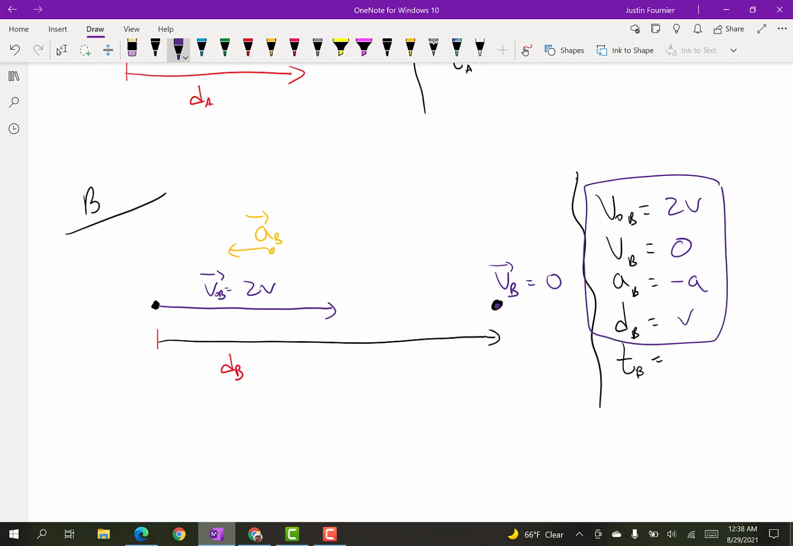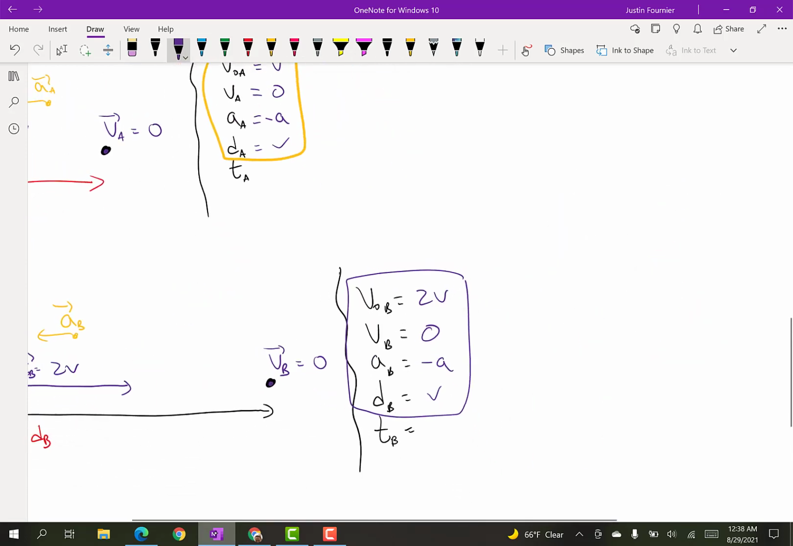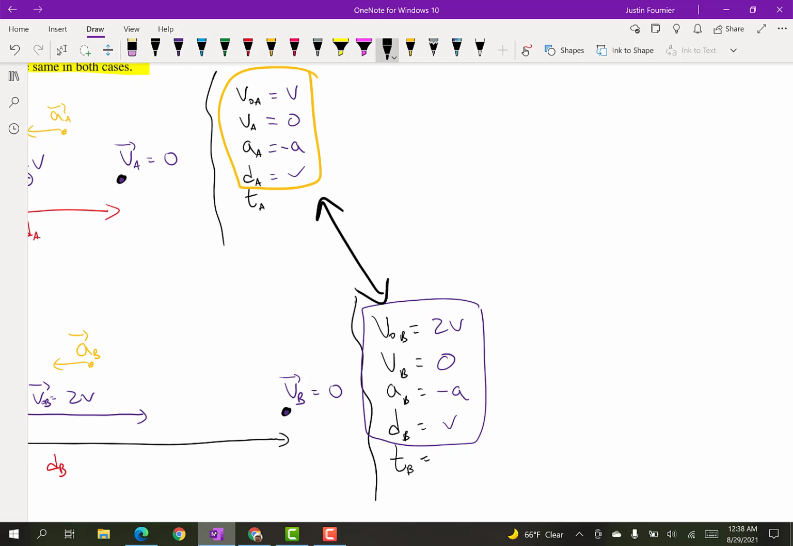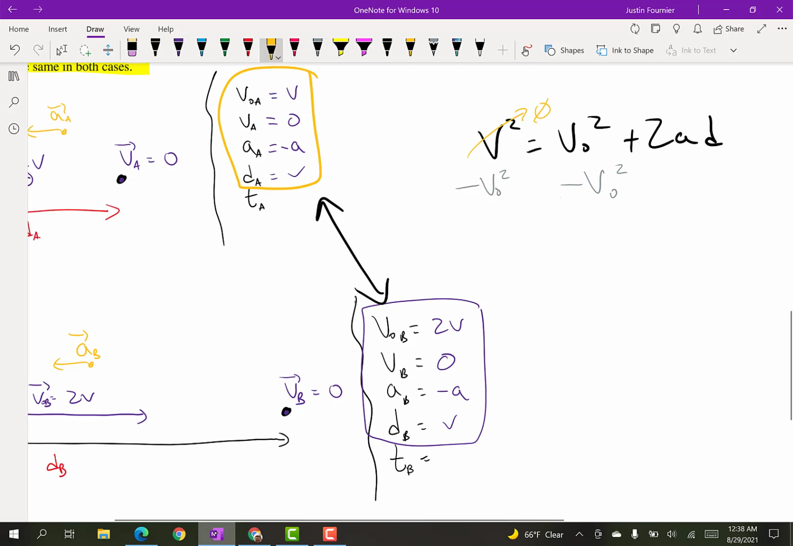So again, I got those four variables, and the question is, how can I relate these variables? And the answer is through the kinematic equation. So I got v squared equals v naught squared plus 2ad. In both situations, the final velocity is 0. Then I could subtract both sides by v naught squared, and I get negative v naught squared equals 2ad. So again, they're saying that in both these situations the acceleration doesn't change.